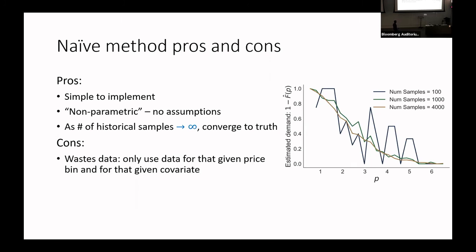Why wouldn't you want to use this? So it wastes data. The only data you're using to estimate each bin is data for that given price and that given covariate, right? But intuitively, if I price something at 10 and they buy it, that should tell me something about if I priced it at 5. And so because it wastes data, it requires a lot of samples.